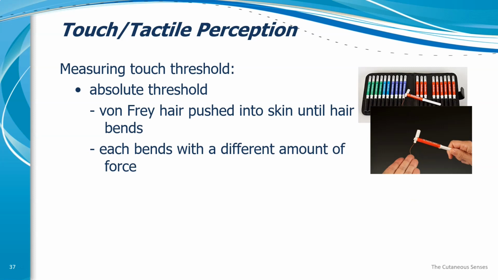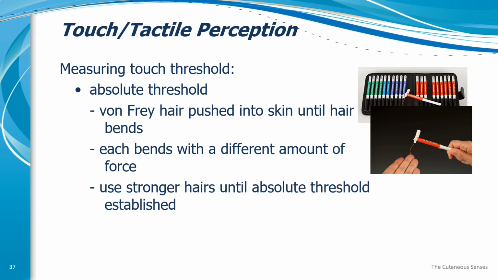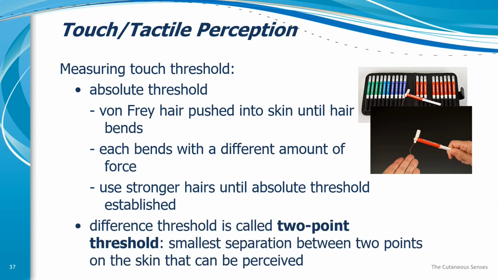So what you could do is start with a really thick one and then work your way to the thinner and thinner diameter ones until the person goes, I can't feel that anymore. Or the opposite direction, start with the thinner and work your way to the thicker and thicker ones. This is just absolute threshold. Okay, now once this has been established, what you'd want to do is take a look at difference threshold. But what would that be when it comes to touch?